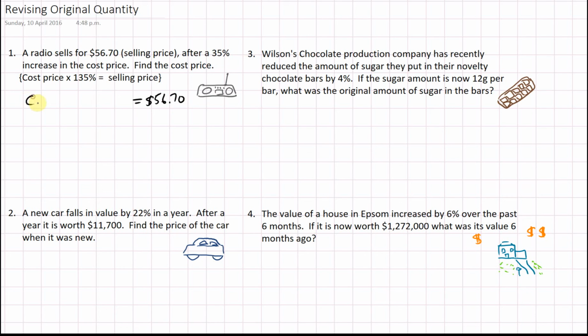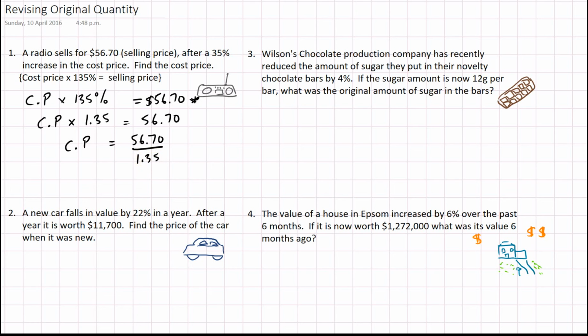We know that the cost price times 135% will give us the selling price. So this statement here you really need to come up with. So the cost price is what we're trying to find. 135%, change that to a decimal, and that is equal to 56.70. From this we can easily see that our cost price is going to be $56.70 divided by 1.35.